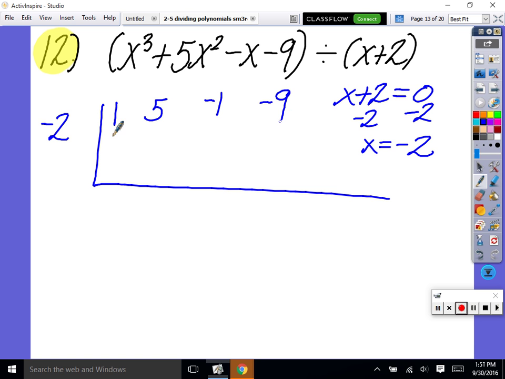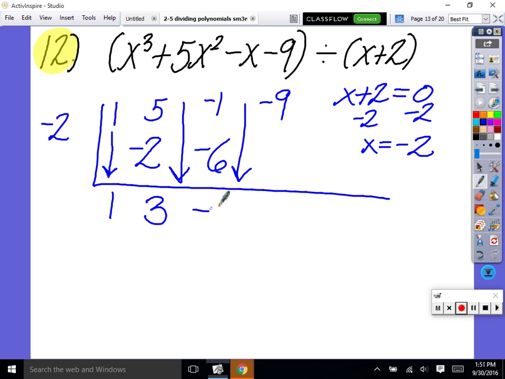Here's what you have to remember. This one just always drops straight down. You multiply up. 1 times negative 2 is negative 2, correct? Then we always add straight down. 3. 3 times negative 2, negative 6. We add straight down. Negative 7. Negative 7 times negative 2 is 14. We add straight down and get, it's 5, right?